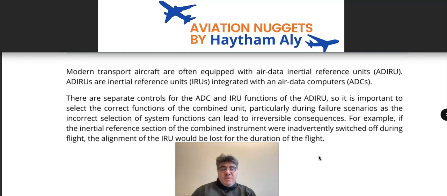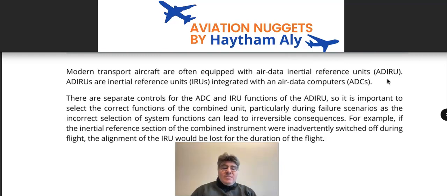In the modern airliner, the air data computer and the inertial reference computer are integrated into one unit called ADIRU. So as you can see here, everybody, modern transport aircraft are often equipped with air data inertial reference units, ADIRU. ADIRUs are inertial reference units integrated with an air data computer. How many ADIRUs may we have in modern airliners? 3 ADIRUs. ADIRU for captain side, ADIRU for first officer side, and standby.